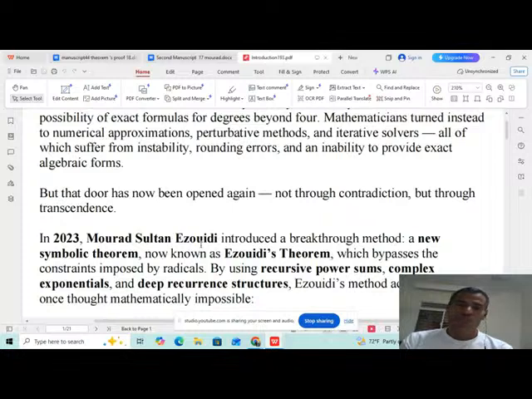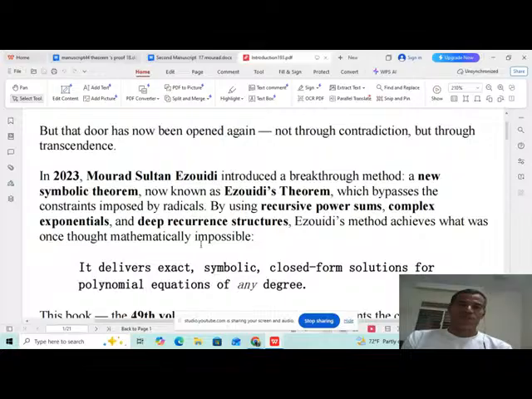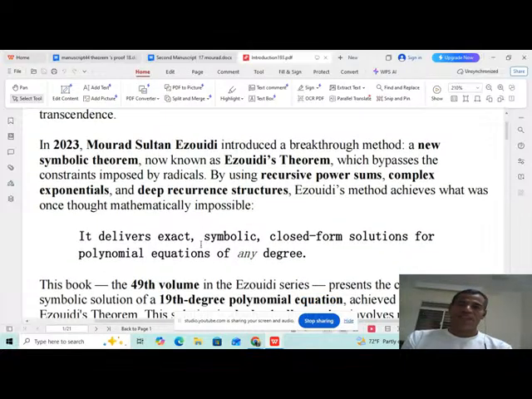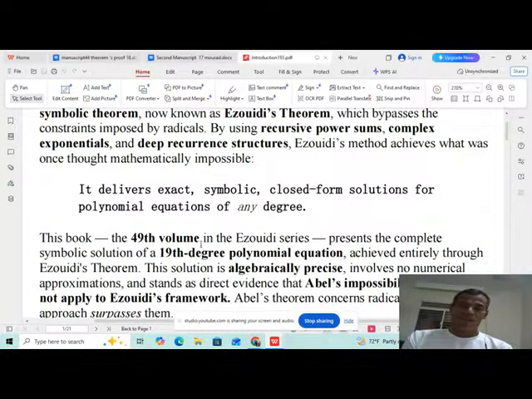In 2023, Murad Sultan Ezouidi introduced a breakthrough method, a new symbolic theorem, now known as the Ezouidi theorem or the Murad Sultan Ezouidi theorem, which bypasses the constraints imposed by radicals by using recursive power sums, complex exponentials, and deep recurrence structures. The Ezouidi method achieves what was once thought mathematically impossible. It delivers exact, simple, closed-form solutions for polynomial equations of any degree.